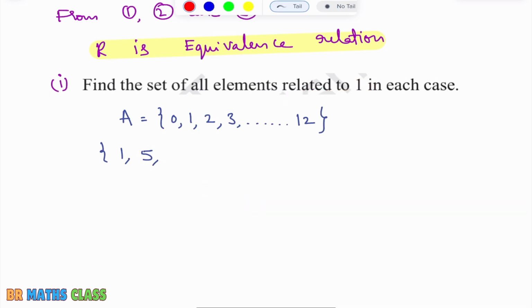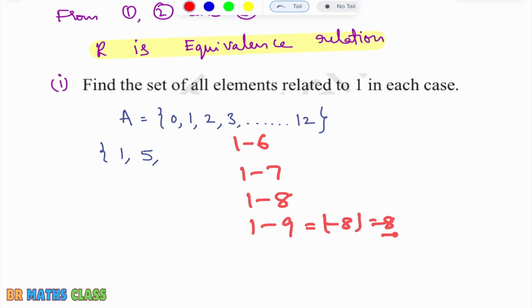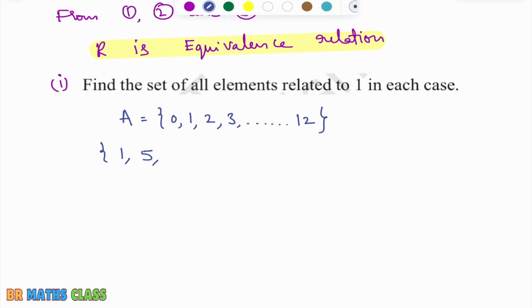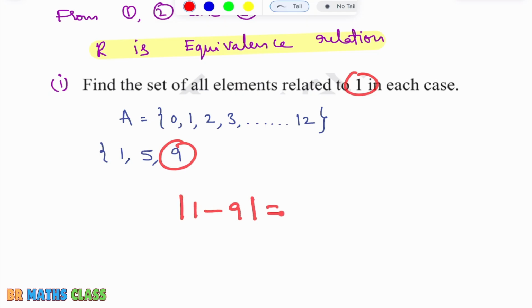Like that you need to check after 5. You need to check 6. Is 1 minus 6 a multiple of 4? No. Is 1 minus 7 a multiple of 4? No. Is 1 minus 8 a multiple of 4? No. 1 minus 9. 1 minus 9 is minus 8. Modulus of minus 8 is 8. Is 8 a multiple of 4? Yes. So 1 is related to 9. Why is 1 related to 9? Because modulus of 1 minus 9 is a multiple of 4.